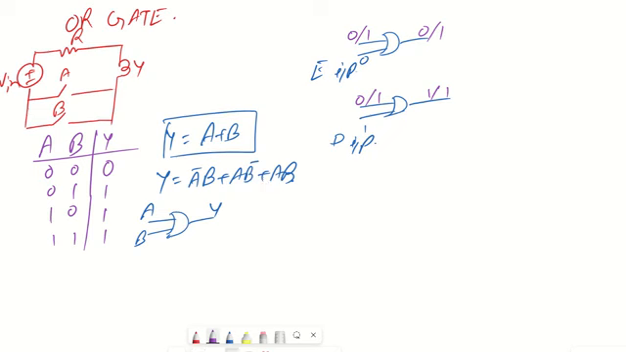Okay, now let us talk about another gate. Now let us talk about NAND gate. So what we will do is, we will see NAND gate. What it means is, basically it is nothing but the opposite of AND gate, or the complement of AND gate. So let us say the symbol of AND gate was this.